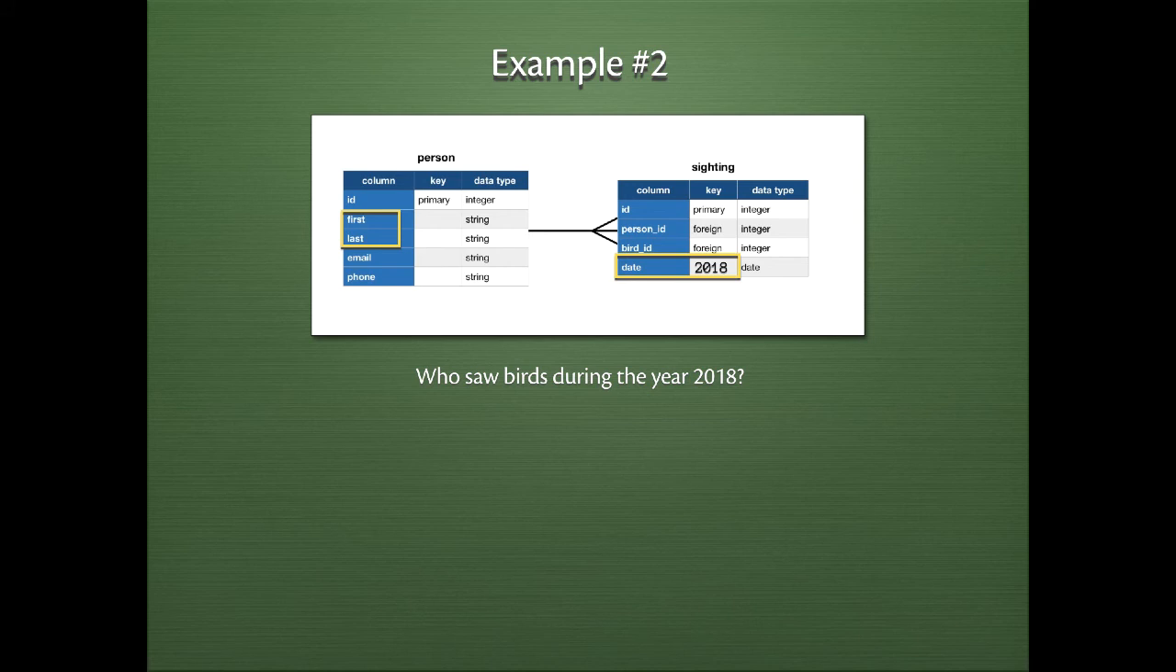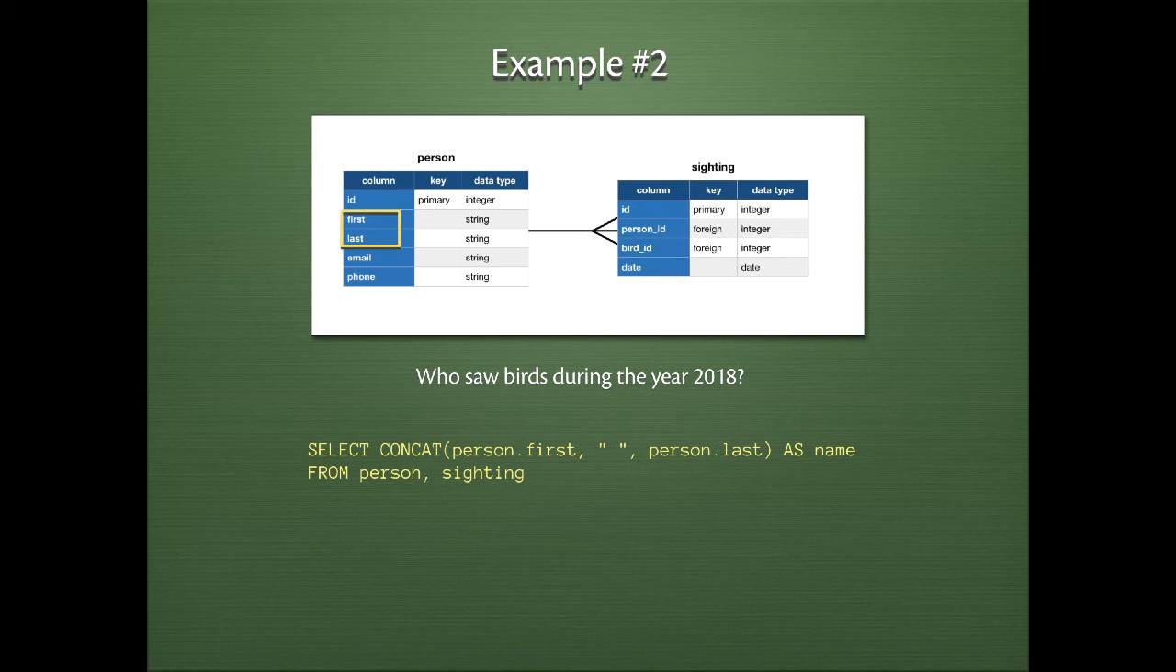And the one thing that's interesting now about this query is that I have some additional criteria. That is to say that I want rows from the sighting table where the year of the date happens to be 2018. And so that needs to go in my where clause. So the where clause is not only going to do my primary key, foreign key relationship mapping, but it will also have the year of the date be equal to 2018. So we can write that query. So again, similar things. I'm going to concatenate the first and the last, and call it name. Yeah, we've seen that before.